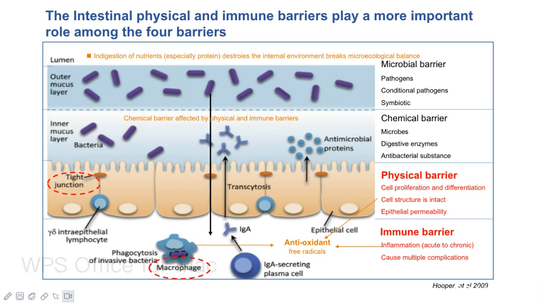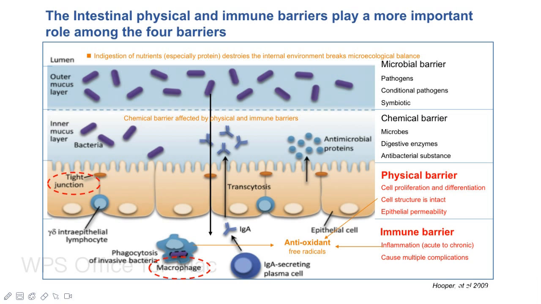And the digestion and absorption ability of animals is mainly based on the physical barriers, because this is a place where digestive enzymes are secreted and the nutrients are absorbed. So to a large extent, the microbial barrier is affected by the physical barriers. And the chemical barrier is between, or we can say in the middle of, the microbial barriers and the physical barriers, and its components are from the products of these two barriers. It cannot exist independently. It is affected by the two barriers.